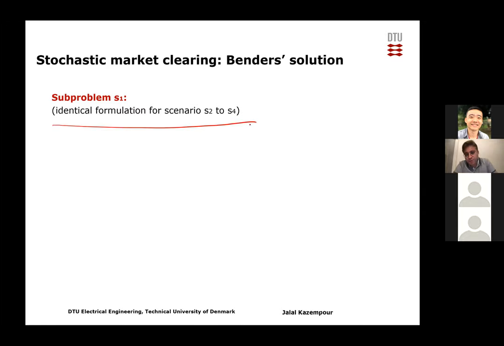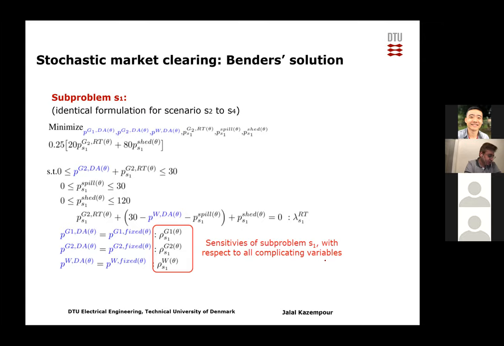So first, let's go for the subproblem. We have four subproblems here because we had four scenarios. Let's write the subproblem for scenario S1. We need to have an identical formulation of subproblems for scenarios 2 to 4. As you see, we still have the day-ahead variables in iteration theta here, and all of them are fixed to given values. Just to keep the generality, we still have the day-ahead dispatch of generator 1 here, just to write a full formulation, though that variable doesn't appear at all in the subproblems because the corresponding generator is inflexible, right?